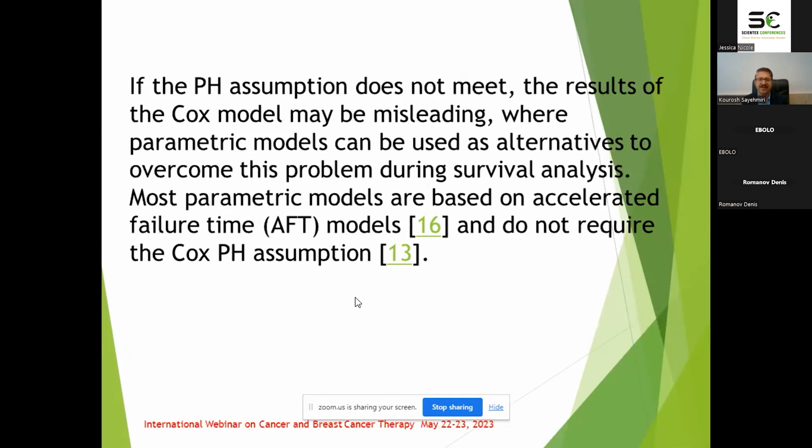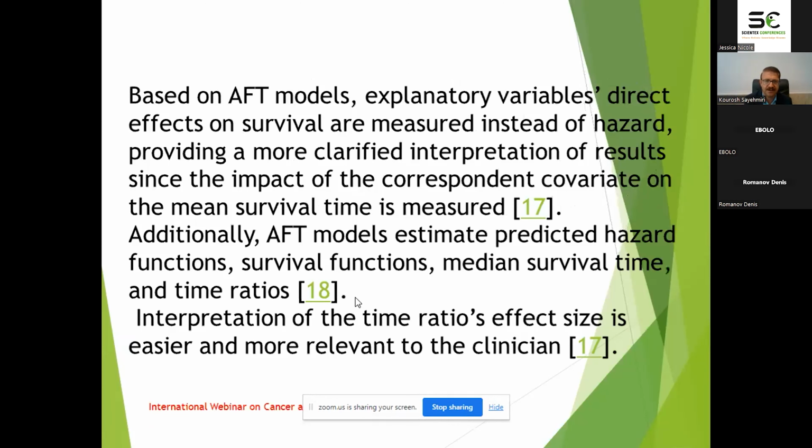Most parametric models are based on accelerated failure time, or AFT, models and don't require the Cox-PH assumption. So when the PH assumption isn't met, we have to use an alternative, and one of our alternatives is the AFT model, the accelerated failure time model. Based on AFT models, the direct effect of explanatory variables on survival time is measured instead of hazard.